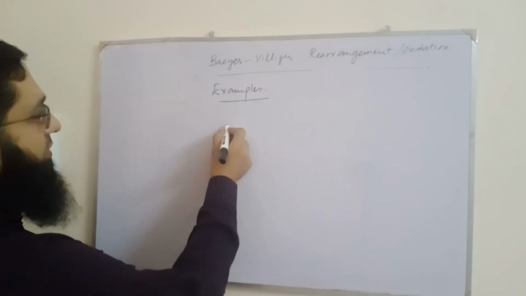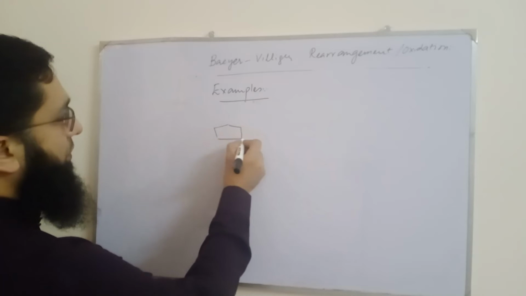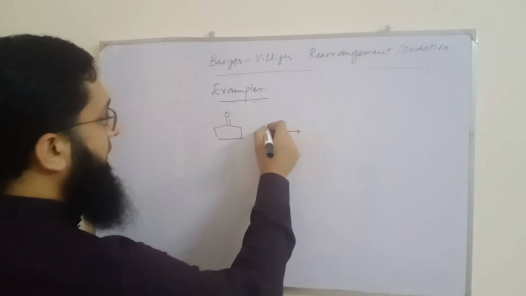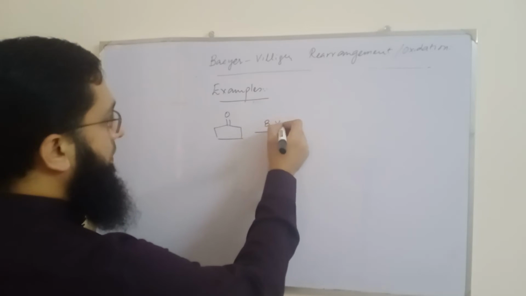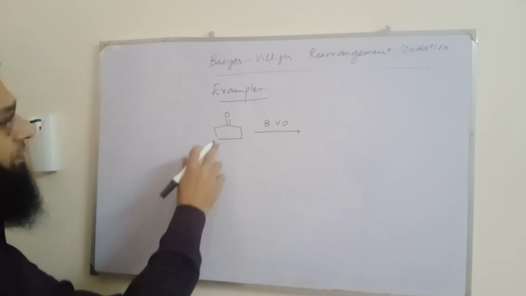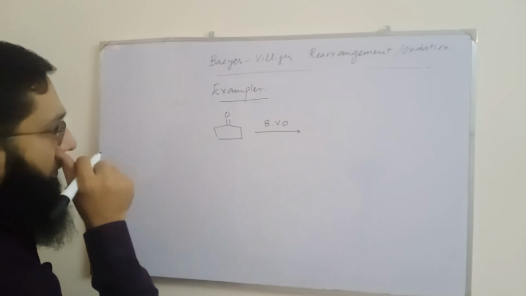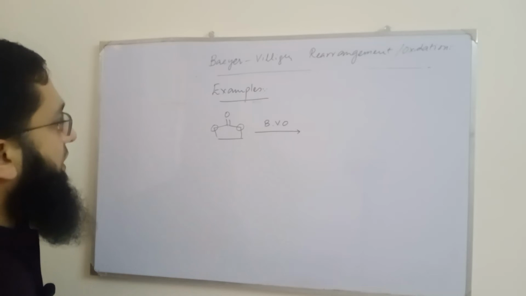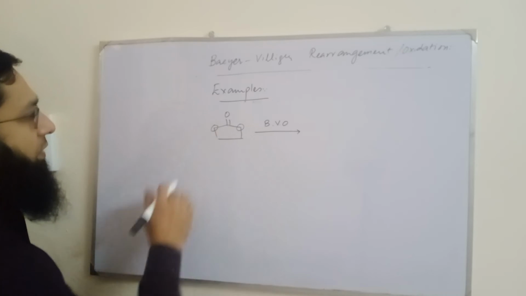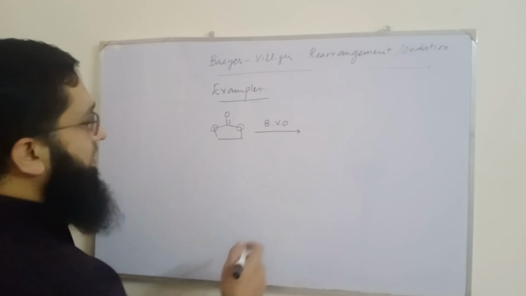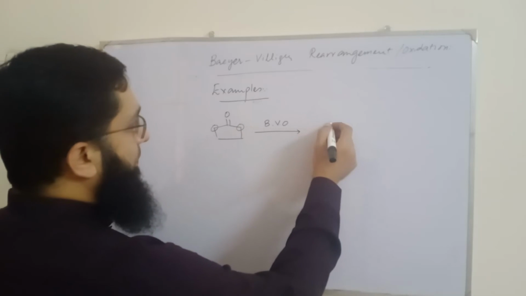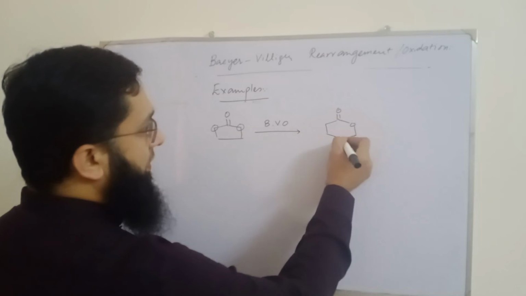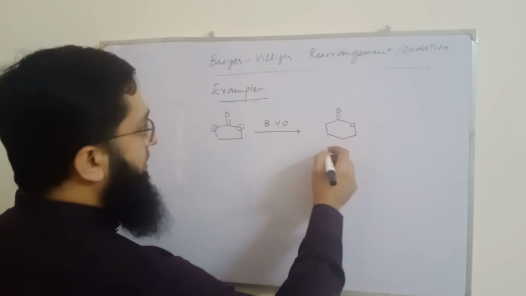In our next example, we can use a cyclic ketone. This is cyclopentanone, and in this case we have again both the substituents same, so this is symmetrical, and therefore any one of these could be migrated. So as a result we will get ring expansion and this lactone would be formed.